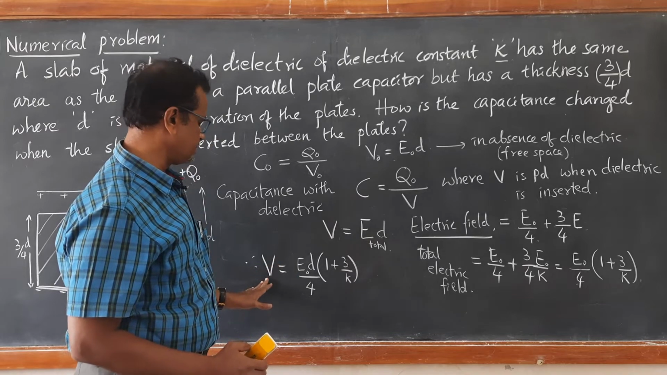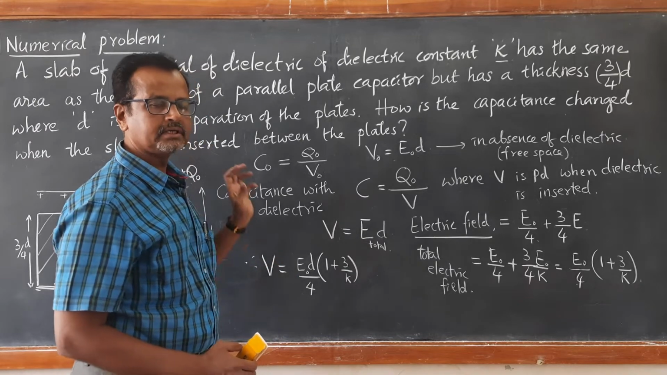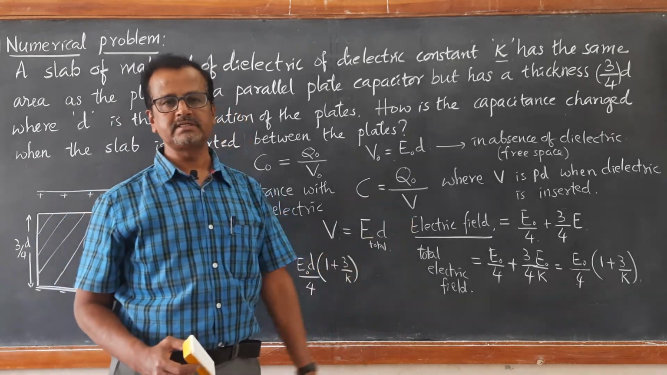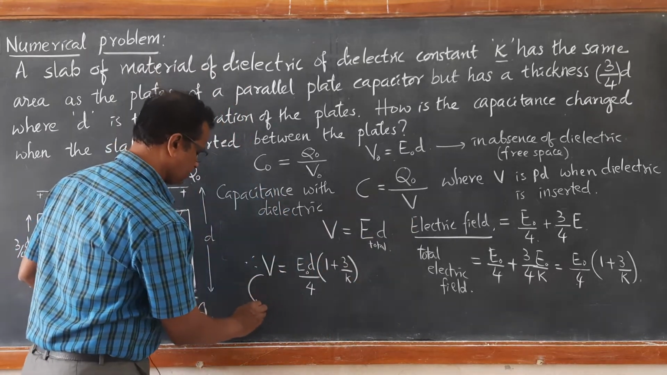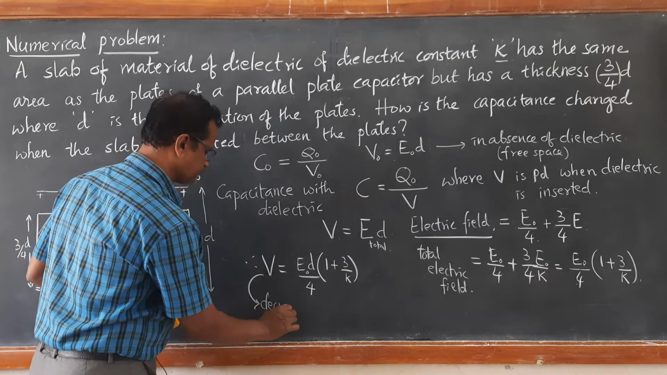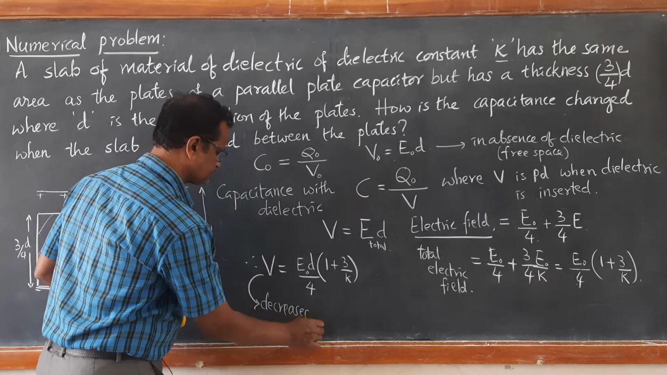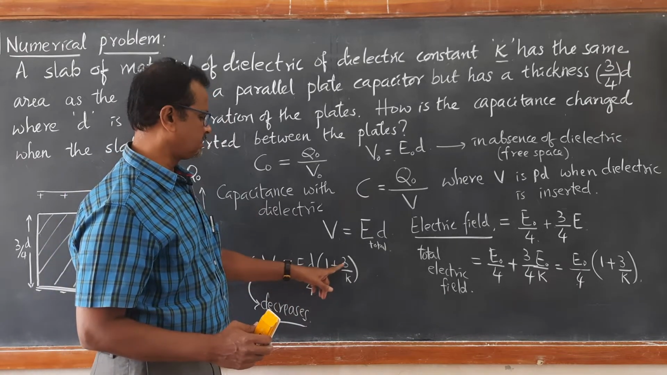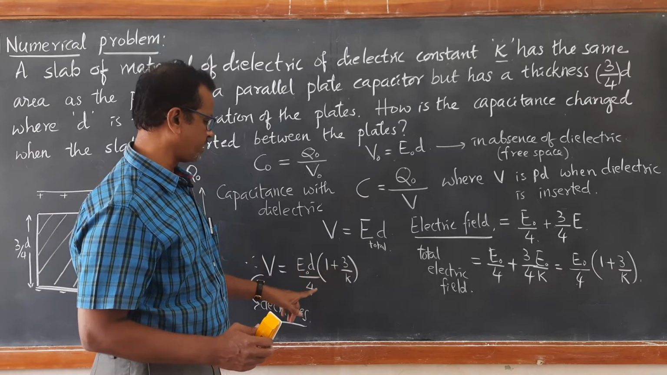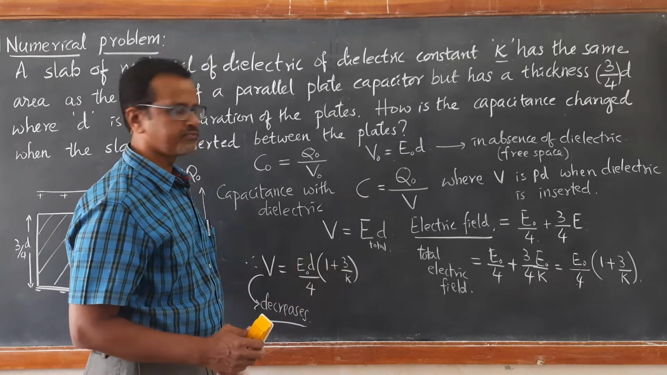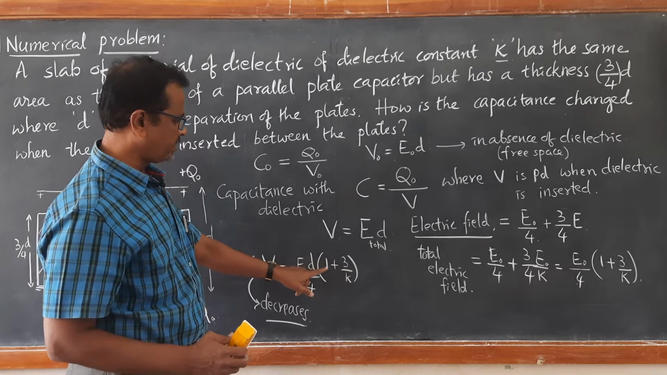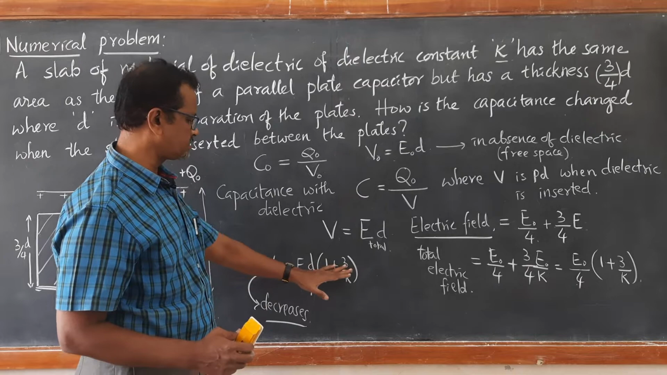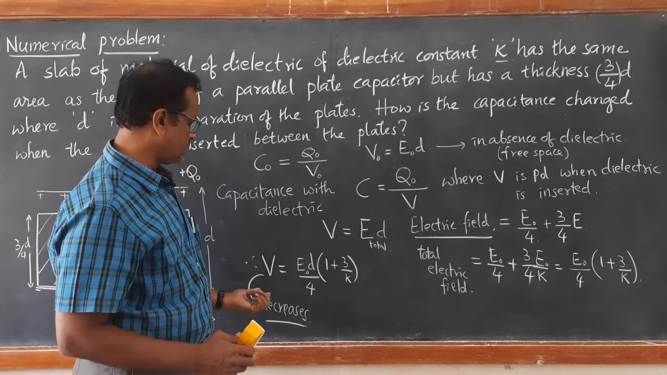So you can see here that after insertion of the dielectric, the potential difference decreases. Therefore this is the reduced value. By how much does it decrease? You can see it is decreasing by the factor 1 plus 3 by 4k. This gives V equal to V naught into 1 plus 3 by 4k. This is the value of V.